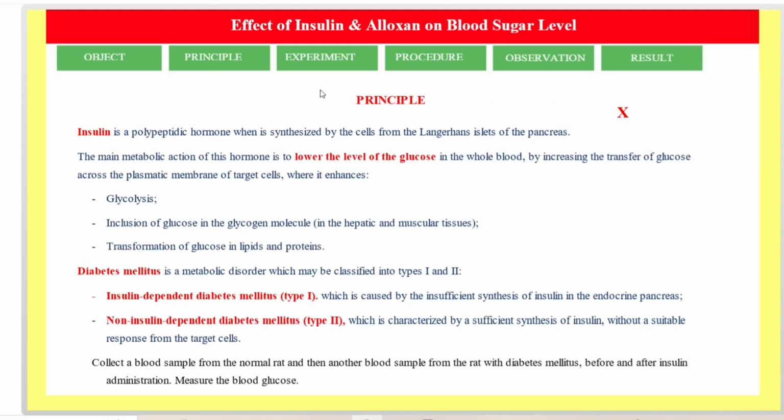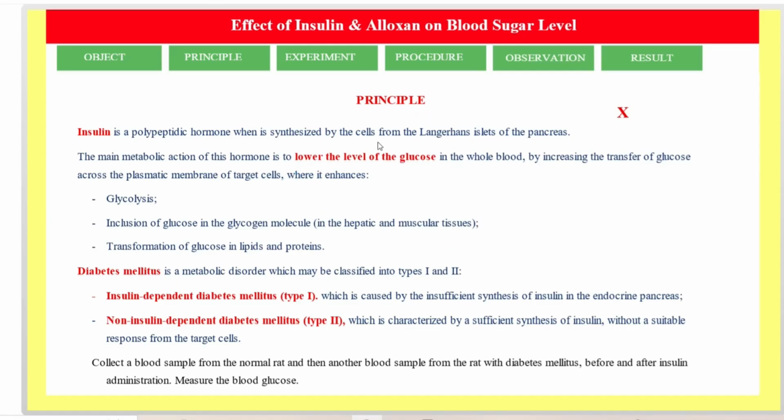While clicking the principle, we see two main points that we are going to describe: insulin and diabetes. Insulin is a polypeptide hormone synthesized by the cells of the islets of Langerhans of the pancreas. The main metabolic action of this hormone is to lower the blood glucose level by increasing the transfer of glucose across the plasma membranes of the target cell, whereas it enhances glycolysis, incorporation of glucose into glycogen molecules, and transfer of glucose into lipid and protein. So here it is showing the role of insulin in the body.